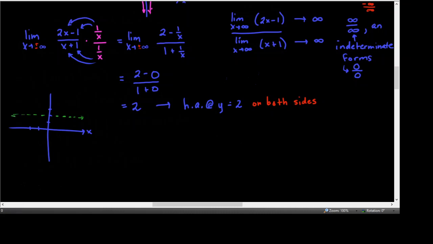We can look at the function and see that it's simplified as much as it can be, and anything that would make me divide by 0 at this point will give me a vertical asymptote. All right, so looking at this, x plus 1 will turn into 0 when x is negative 1, so that will give me a vertical asymptote at x equals negative 1.